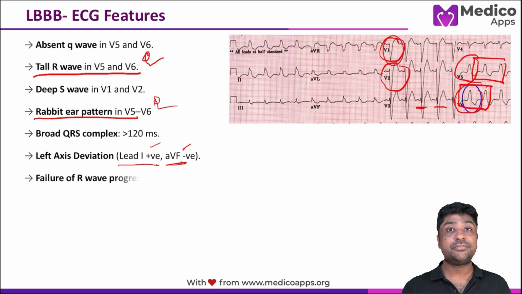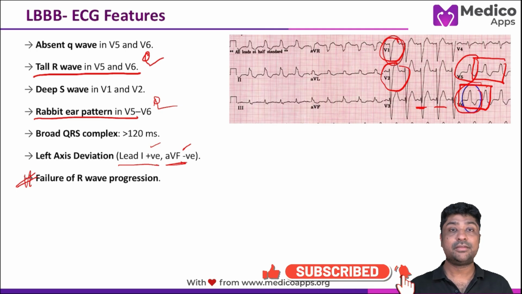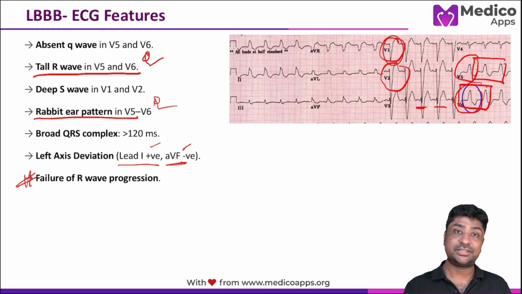Then we have failure of normal R wave progression in the precordial leads. Normally, the R wave gradually increases from V1 to V4 to V5. But in LBBB, this progression is disrupted. So you might see persistently small R in V1 to V3 or a delayed large R only later.